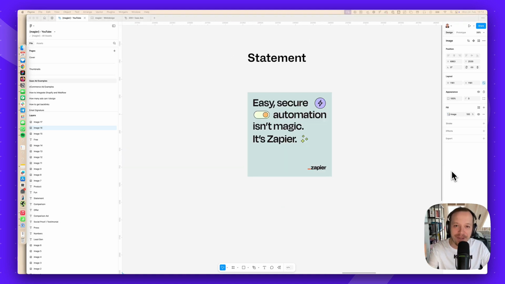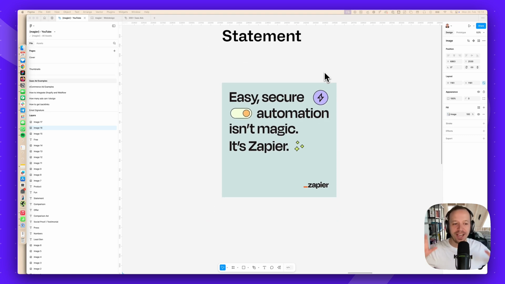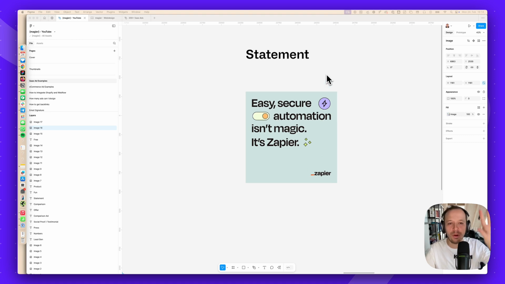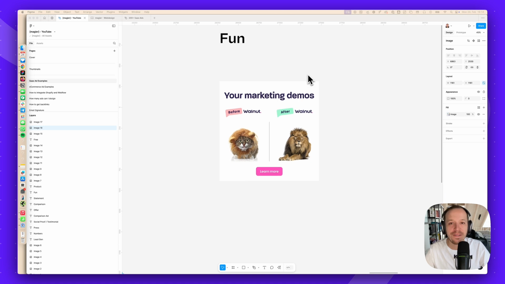The next type of ad is a statement ad. A statement ad is basically where you can tell the world whatever you think about your product. In this case, Zapier is stating, hey, having easy and secure automation isn't something crazy. Just use our tool and you're good to go. So you can do the same for your product and be very, very bold about what you say and also about the visuals.